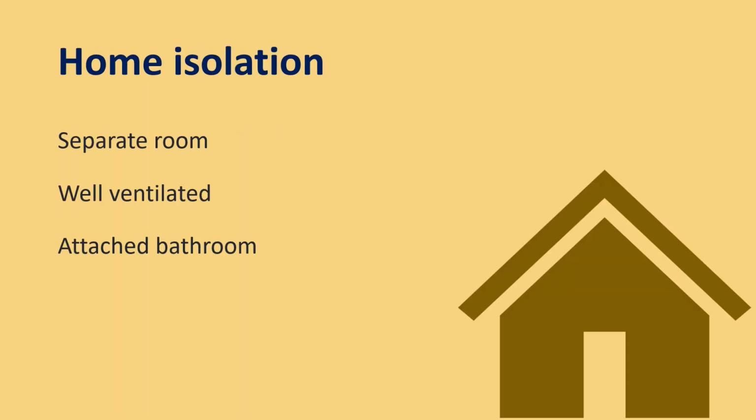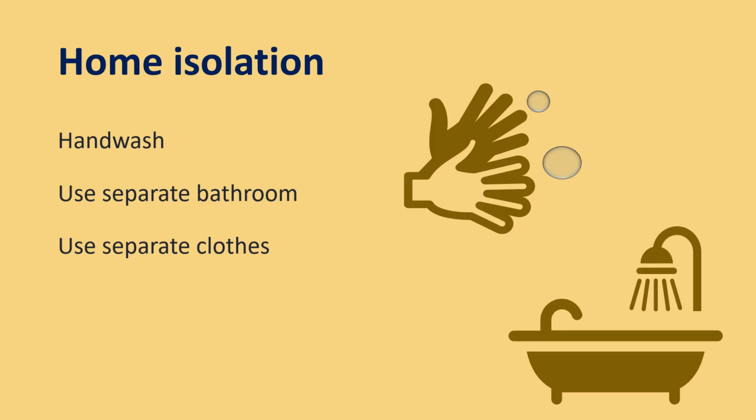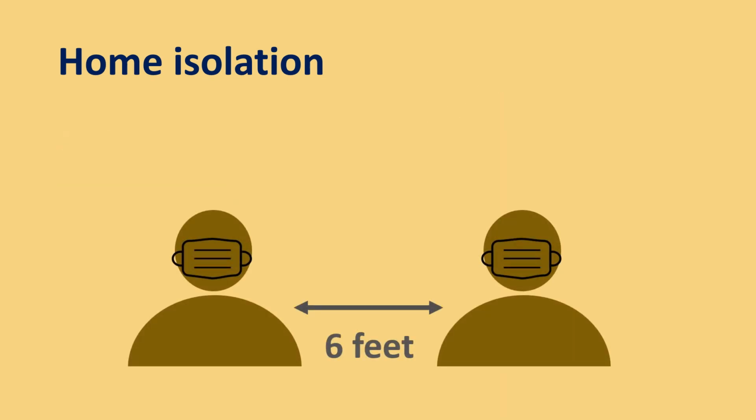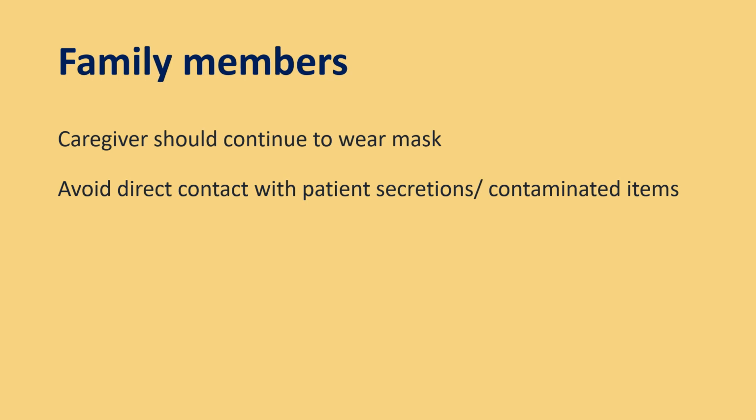People who have been exposed to the virus need to undergo home isolation in a separate, well-ventilated room with attached bathroom. Adequate hand wash, use separate bathroom and separate clothes in order to prevent spread of infection. Physical distancing and use of masks can prevent droplet spread of this infection. The caregiver should continue to wear masks, avoiding direct contact with patient secretions or contaminated items.